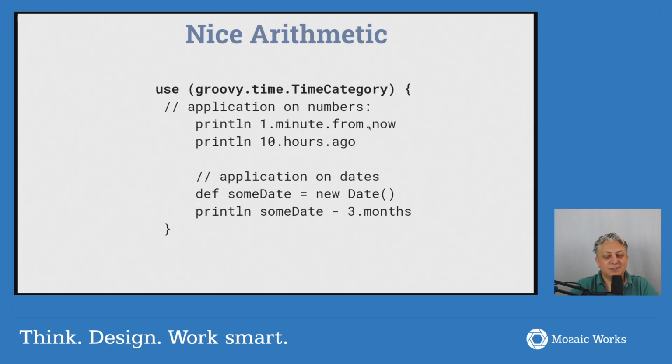And then my favorite thing, let's say you have def someDate equals new Date. This will give you the current date. println someDate minus 3.months, and it will give you 3 months ago based on the correct arithmetic depending on the current date. This is what we should have in more programming languages, because this is amazing. It simplifies the code. I can understand it. And of course, if you can replace 3 with variables, it's very easy to read.